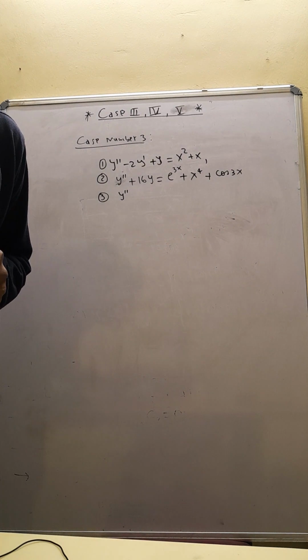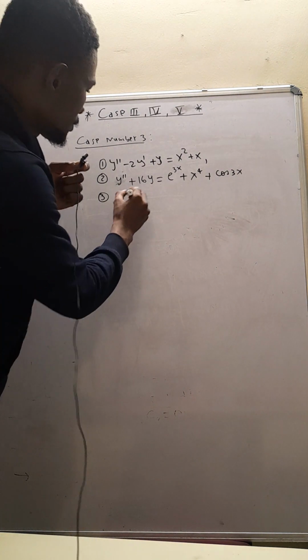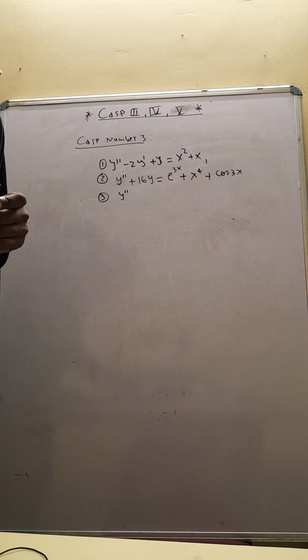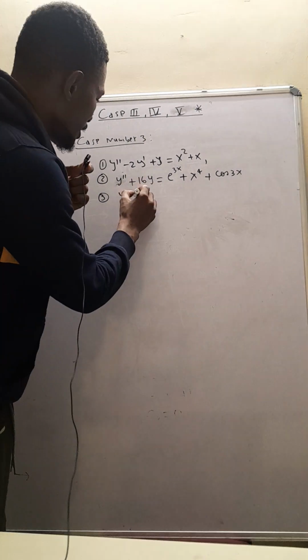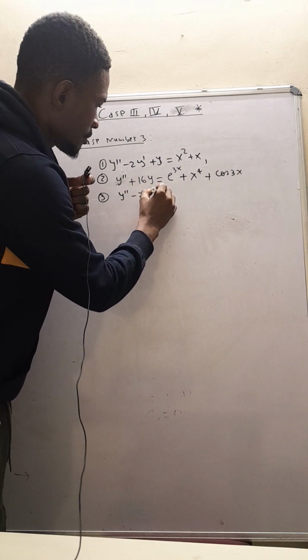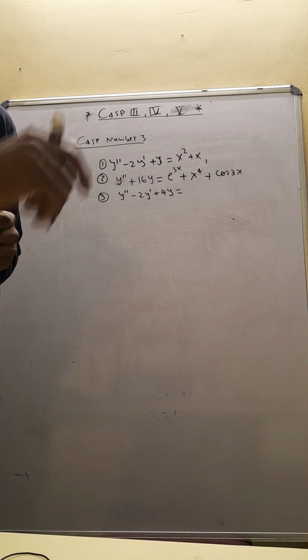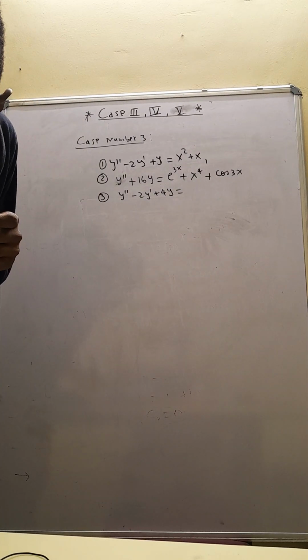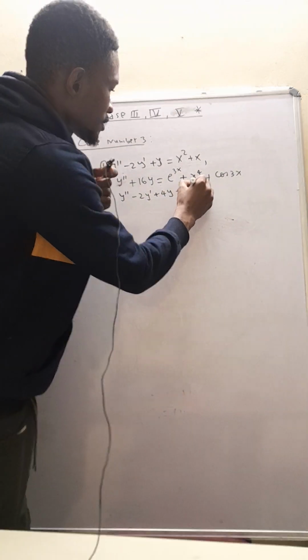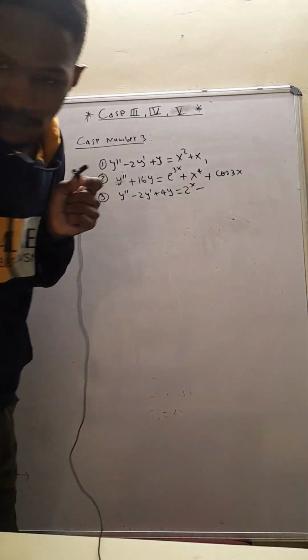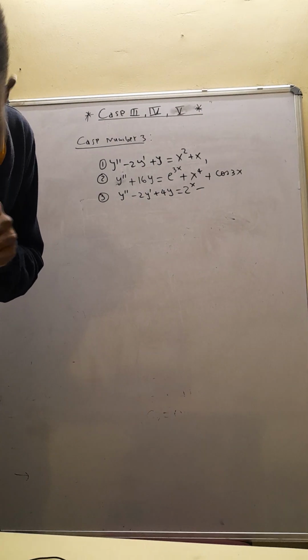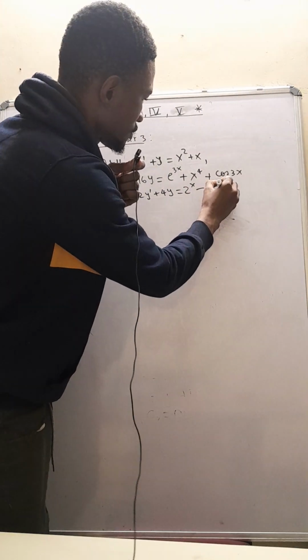And the third exercise here, we can find y double dash minus 2y dash plus 4y equal to 2 raised to x, then plus minus x squared.